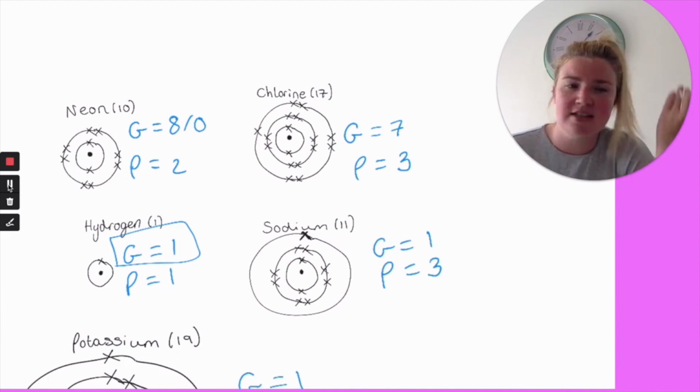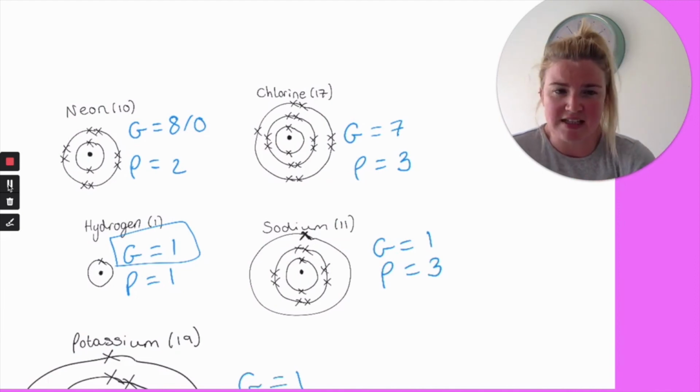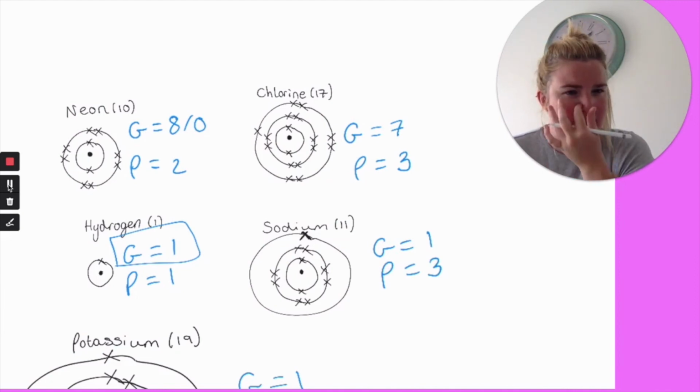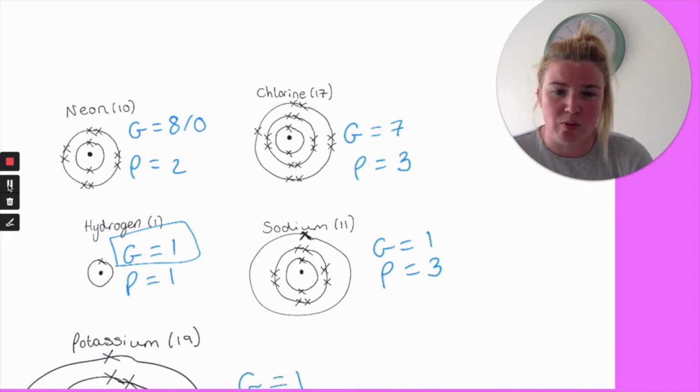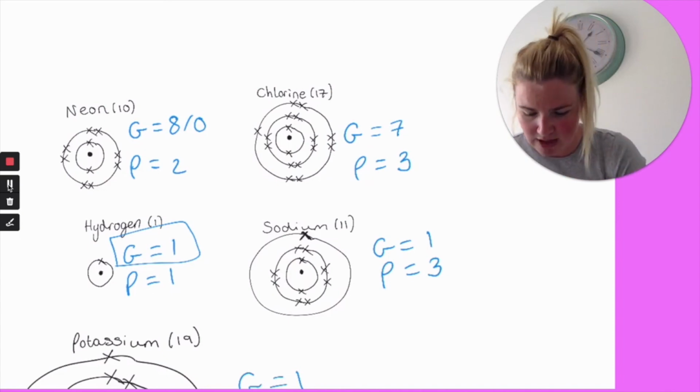I can understand why you think it was in group 1, and you write group 1 if it was asked of you, but it's not really in group 1. It doesn't have the same properties as though it was in group 1. Sodium then is definitely in group 1. It's got 1 in its outer shell. It's in period 3 because it's got 3 shells.